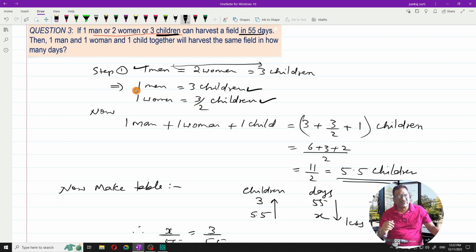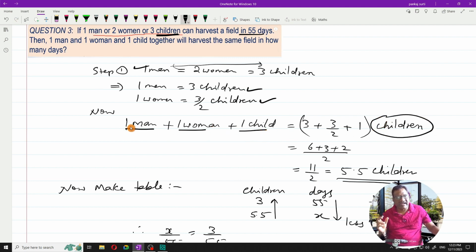Okay, so one man is equivalent to 3 children, one woman is equivalent to 3 by 2 children. Now what he is saying is, can you see here one man and one woman and one child? So let us take one man plus a woman plus one child. Now this total, because there are three different variables, I want to convert it into one variable only. So let me take all these three in terms of children only.